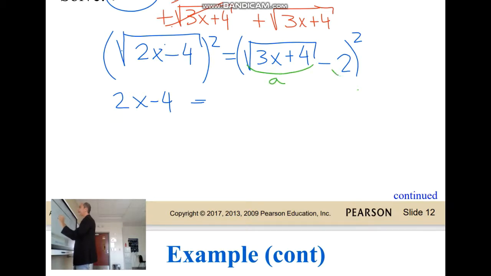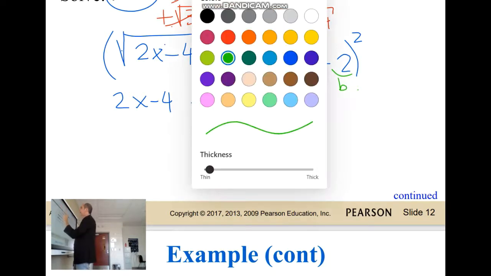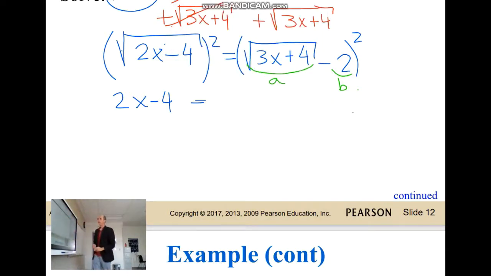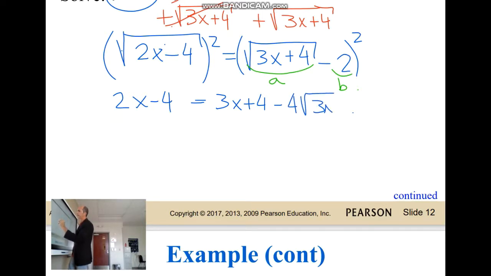This is A, this is B, and the special product is a squared minus 2ab plus b squared. So 3x plus 4, this is a squared, minus 2 times 2, 4, square root of 3x plus 4, plus 2 squared, 4. And at this point, we can check and realize that we still have one square root here.